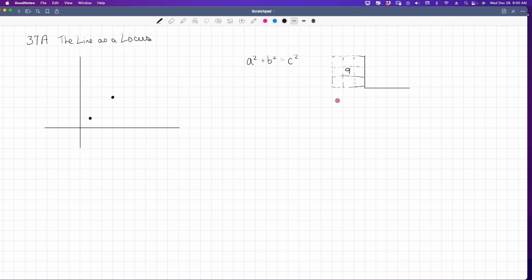This is 9. And then because this is 3, if this is 4, then this is going to be 4 squared according to this theorem or this formula. So here's our 4 by 4, our 4 squared. So this would be 16, right, is the value here. 9 plus 16 would be equal to c squared.